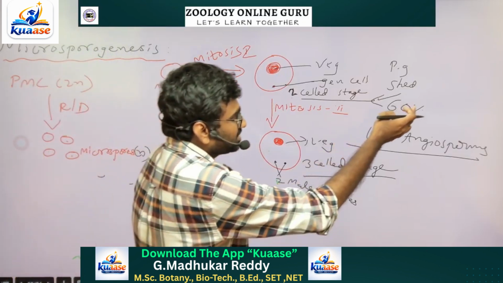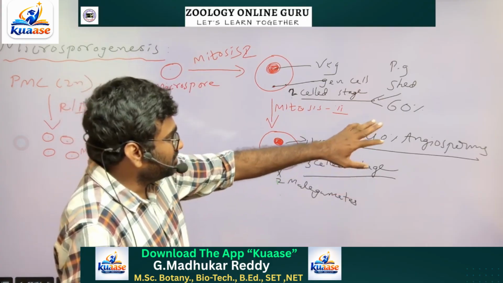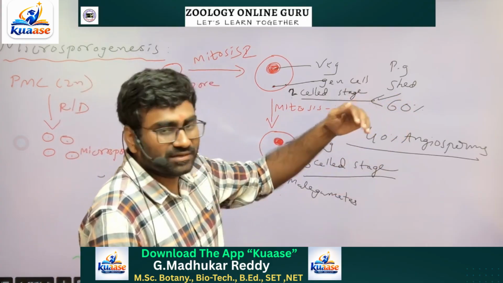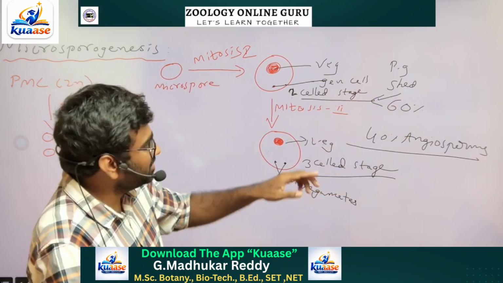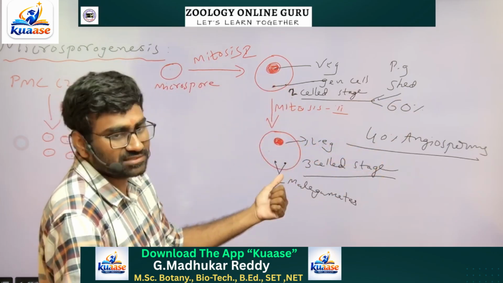So this question was asked previously in the NEET examination. That is, in 60% of flowering plants, pollen grains are shed at which stage? That is the 2-celled stage. In the remaining 40%, shed at the 3-celled stage.